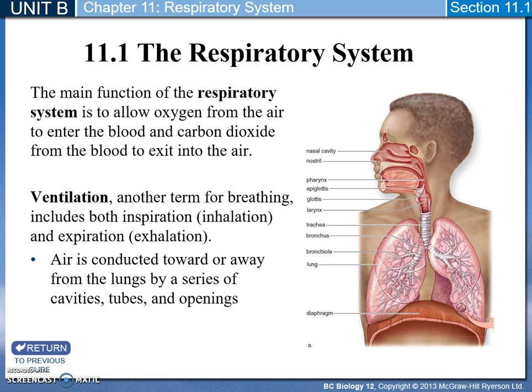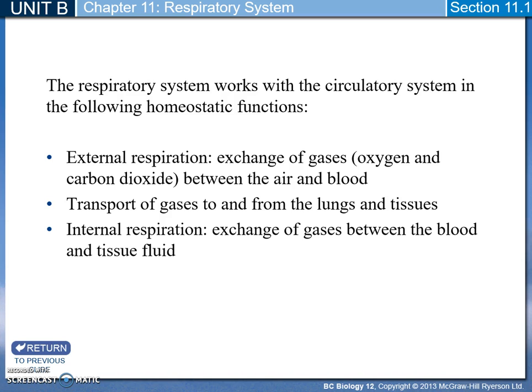So air is conducted toward or away from the lungs by a series of cavities, tubes, and openings, most of which you can see here. Beginning with the nasal cavity and the pharynx, and then the larynx, trachea, bronchus, bronchioles, the lungs, and the diaphragm. So the respiratory system works very closely with the circulatory system in the following homeostatic functions. There's that other great word again, homeostasis.